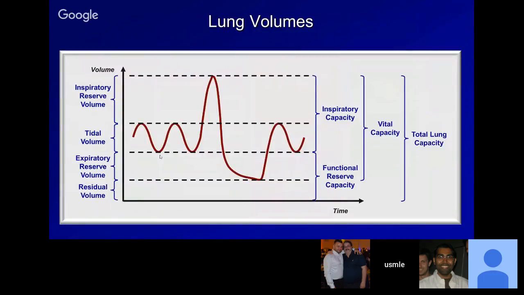Another graph that they can give you is going to be something similar to this one, but is exactly the same as what we saw so far. So if you have it, right away recognize the different parts of it: residual, functional residual, vital, total lung capacity, and move on from it.